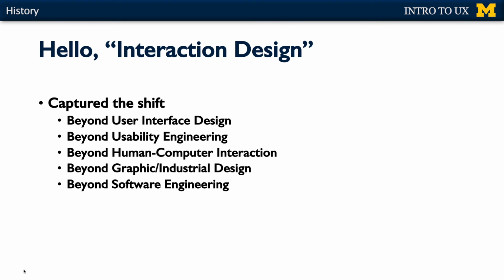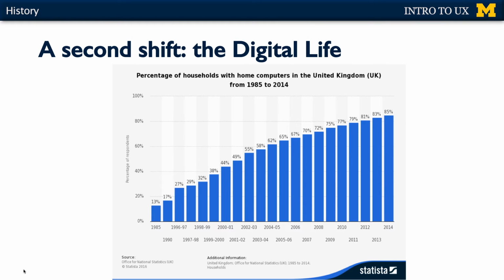And also beyond software engineering, to differentiate the discipline of interaction design from the discipline of software engineering, or to distinguish between deciding what the product should be and how it should work from the process of building it and validating that it does work as it should. A second shift was just on the horizon, though.